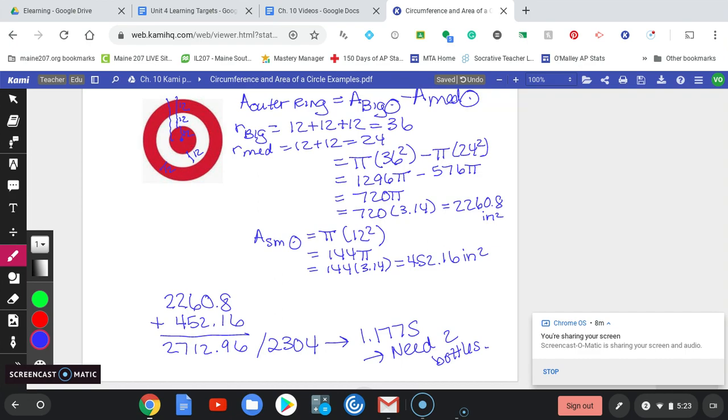Right. So this problem is actually a little bit harder than one that you're going to see on Alex because it's got this inner bullseye. I think the ones on Alex only show the outer ring calculation. But this is a process you would go through. And so let me know if you have any questions.